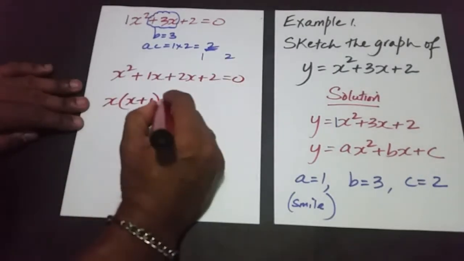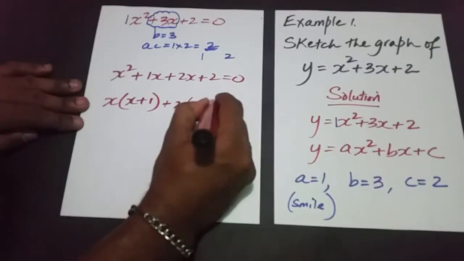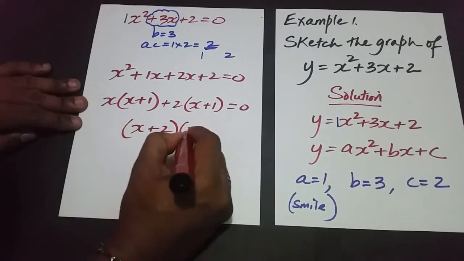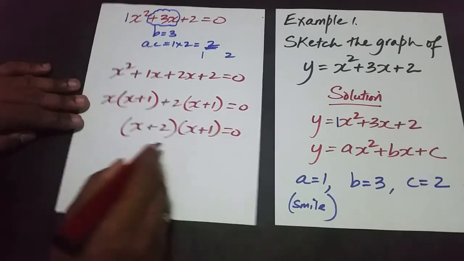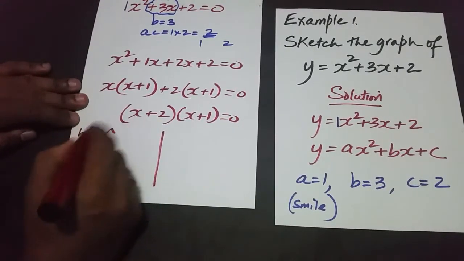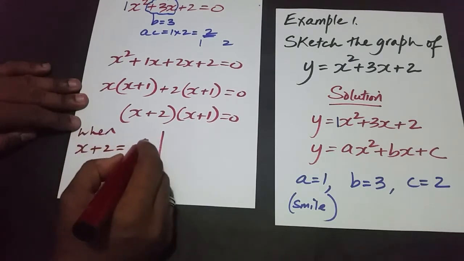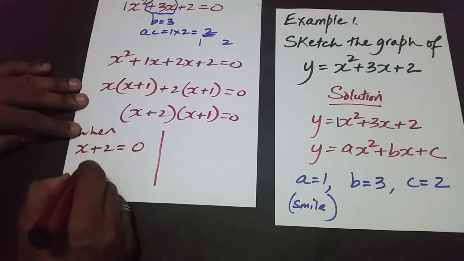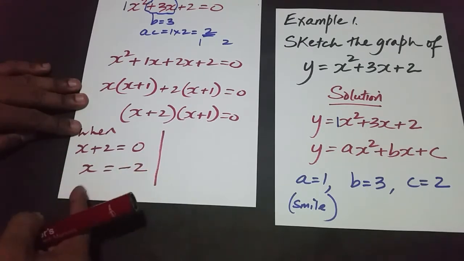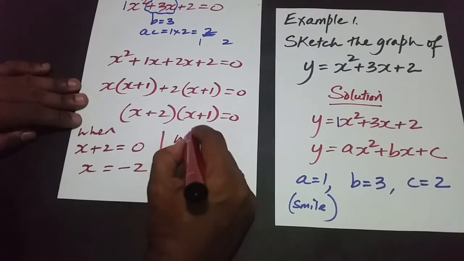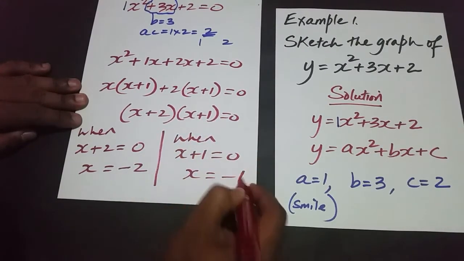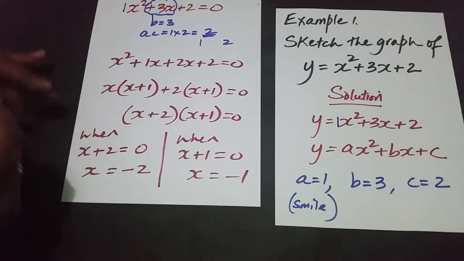When you look at these two, positive 2 is common. And then we'd end up with (x + 2)(x + 1) = 0. And then we can break off to get our two answers now. So when x + 2 = 0, then x is equal to negative 2. So I have one value of x, and therefore I have one root here. So when x + 1 = 0, x is equal to negative 1. So now I have my two roots.